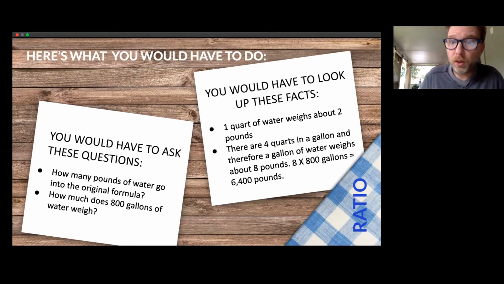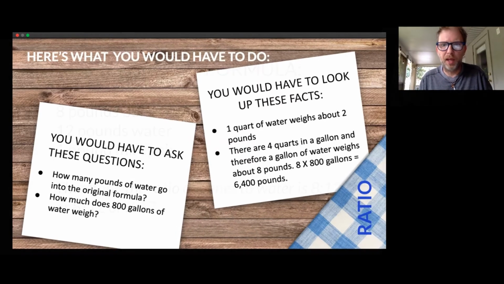And there are 4 quarts in a gallon. I looked that up online. It's one of those things that I sometimes forget. So 4 quarts in a gallon. And therefore, a gallon of water is going to be what? All I have to do is simple multiplying, right?